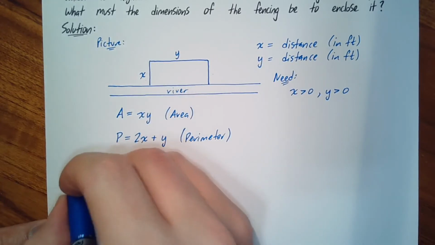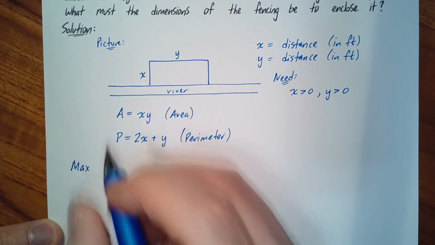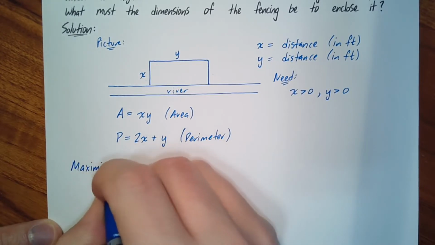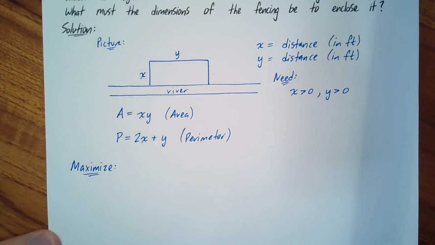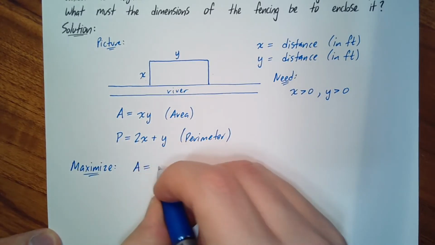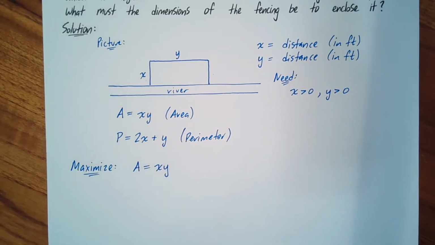So let's translate this problem as the following. Maximize. We want to maximize the area, which is given by A equals x times y.